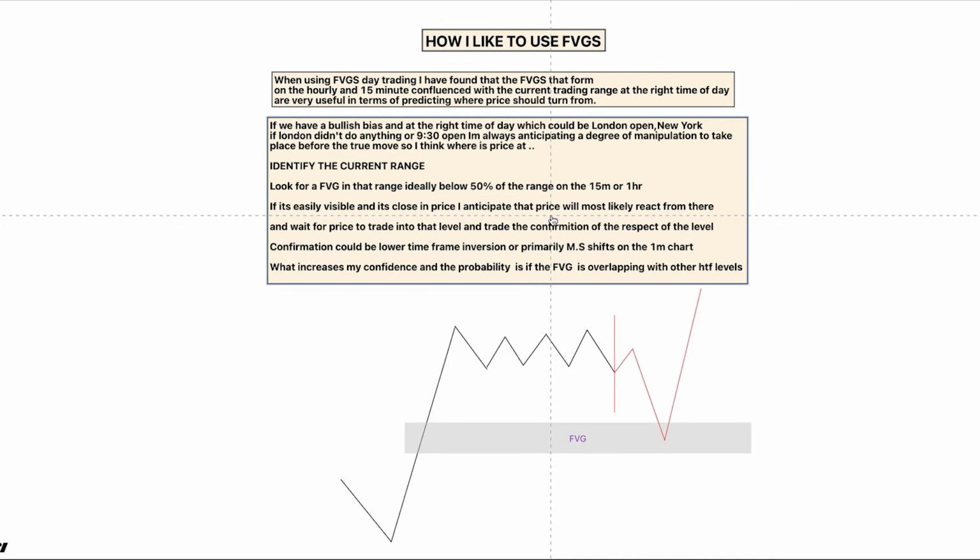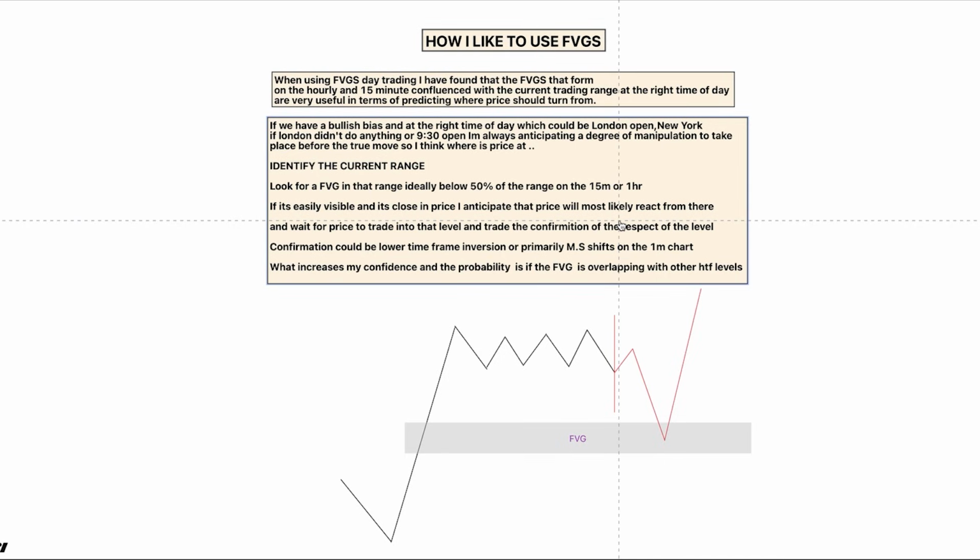And all I do is wait for price to trade into it. So I'll mark that fair value gap up and wait for price to trade into that level, and all I do is trade the confirmation of the respect of that fair value gap. So I don't even need to know if it's 100% going to react from there. I just wait for price to confirm to me that it is going to react from there.